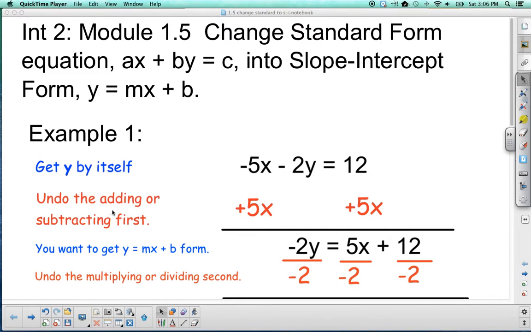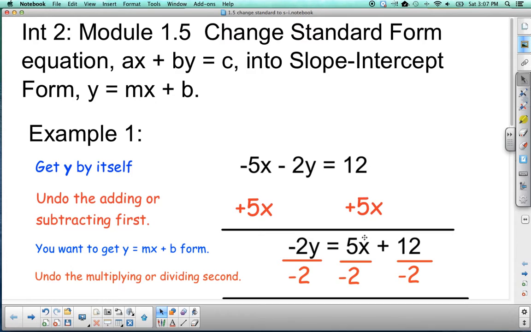Since you're trying to get y by itself, the first thing you need to do is undo any of the adding or subtracting that's going on in the equation. Right now, y is being multiplied by negative 2 and added with negative 5x. We subtract, because it's negative, we add 5x to both sides. Don't forget to bring this negative down with the 2. It's negative 2y equals 5x plus 12.